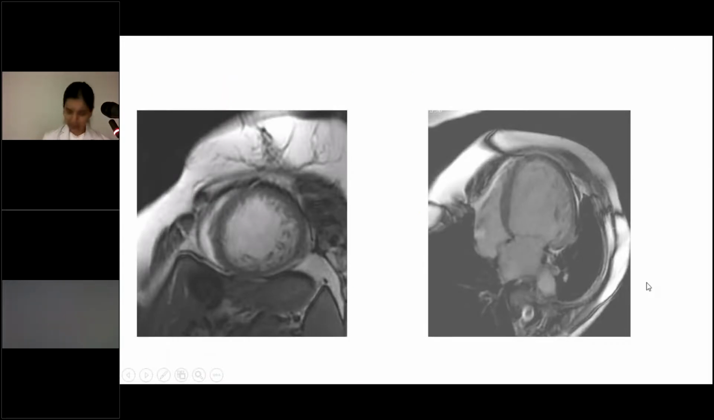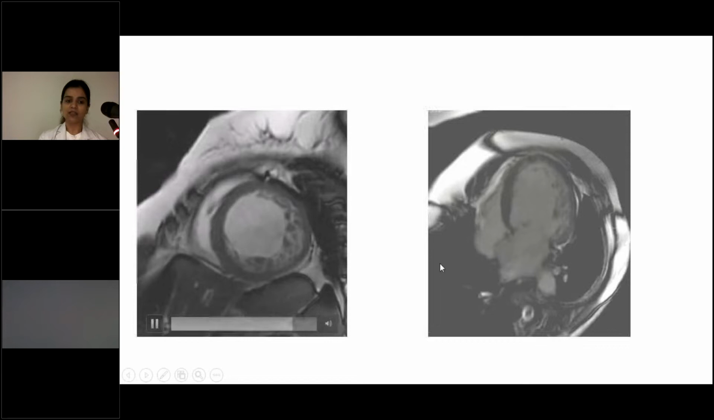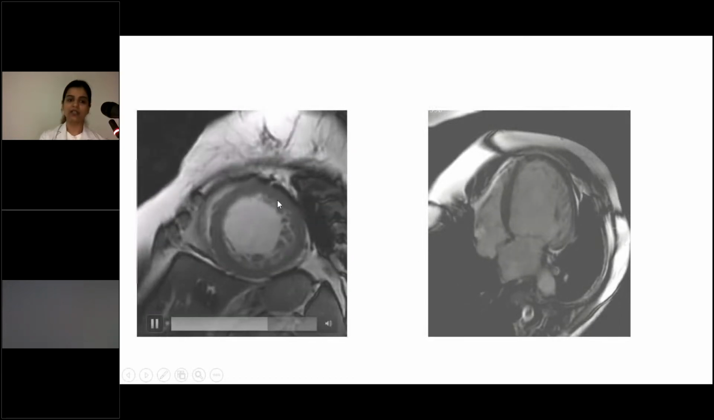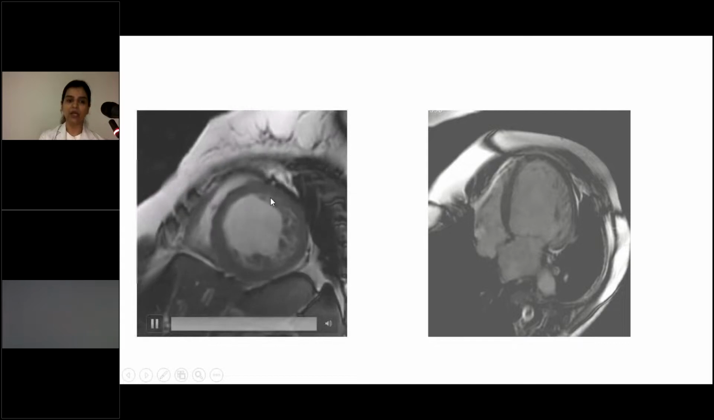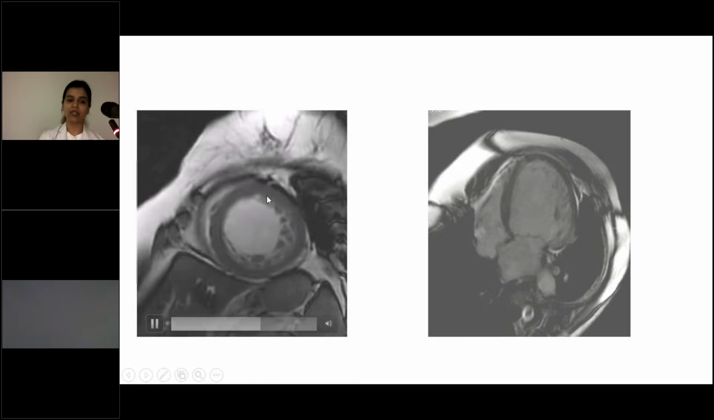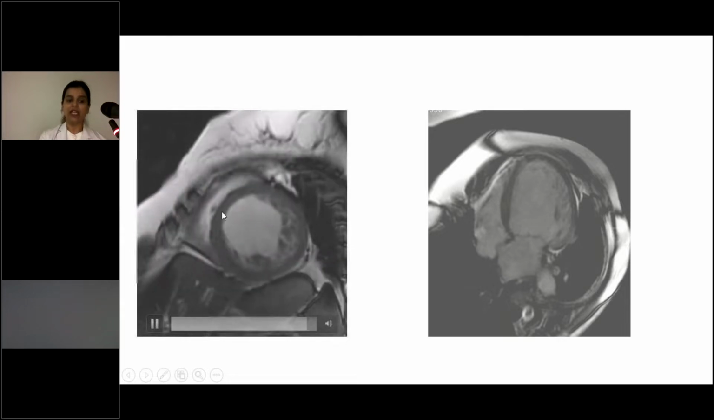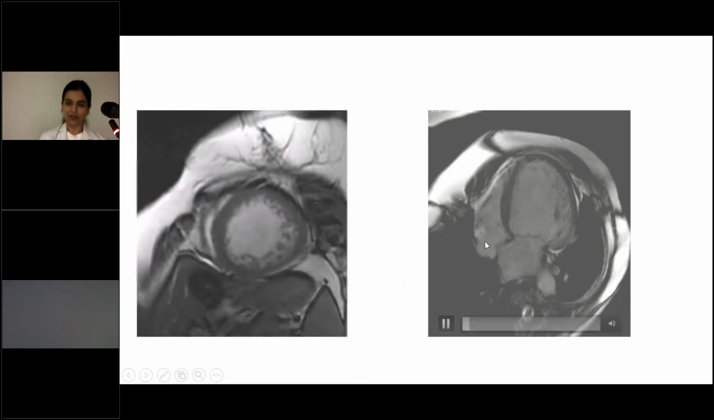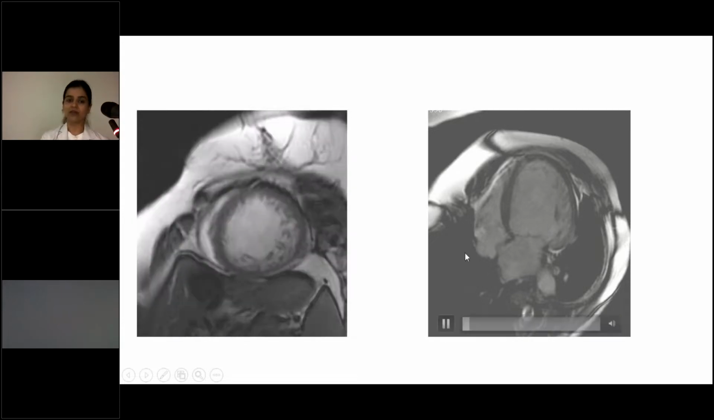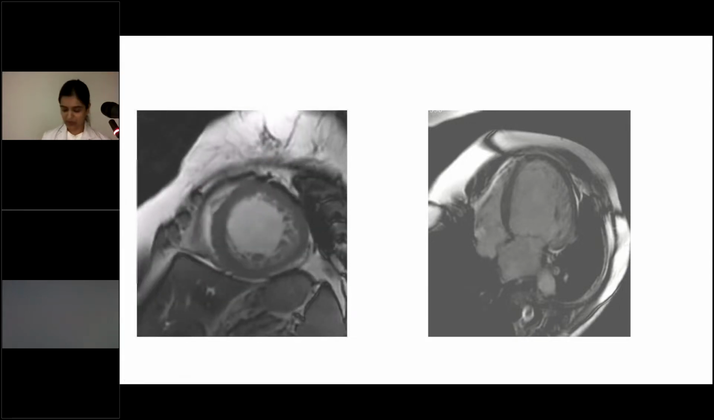And these are the cine sequences of the same patient. And this is the short axis view of the heart, and this is the horizontal long axis view of the heart, again demonstrating thickened non-compacted layer along the anterolateral, the inferolateral, and the inferior segment of the left ventricle. The contractility of the heart is reduced. Seeing these features of thickened non-compacted layer and reduced contractility, the diagnosis of non-compaction cardiomyopathy was made.